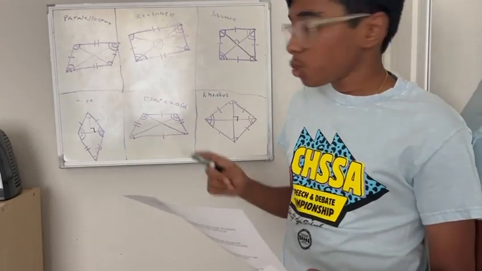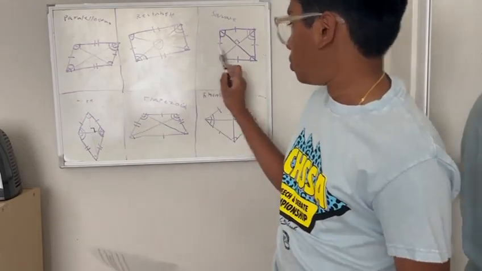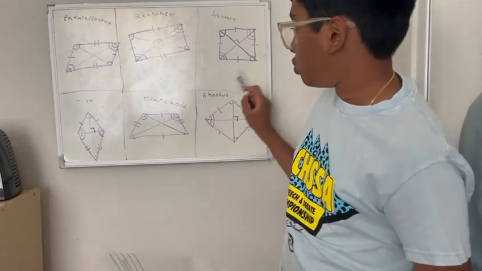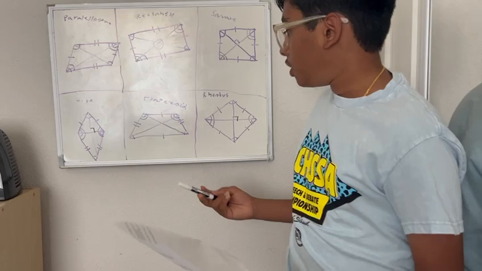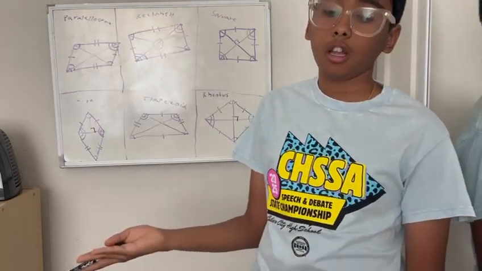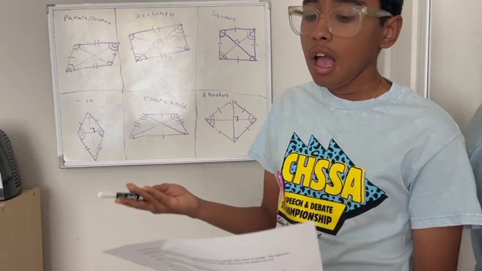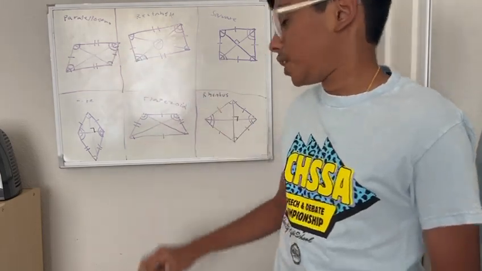A square is also similar to a kite because both have pairs of adjacent angles that are equal to each other and diagonals that do intersect. And lastly, a rectangle is similar to a parallelogram because both have opposite sides that are equal to each other and diagonals that intersect.